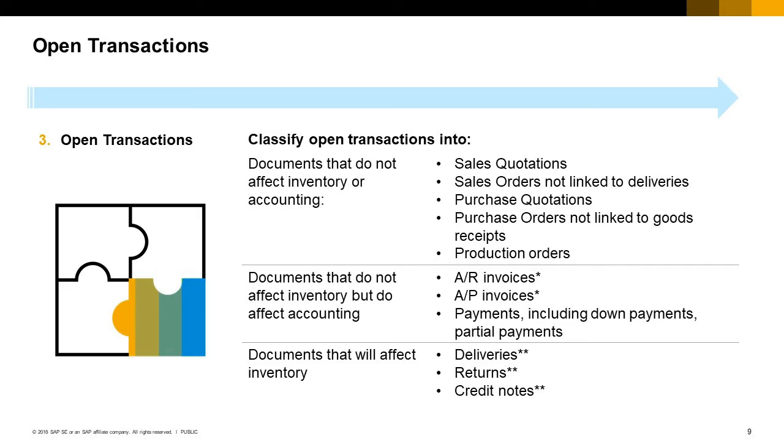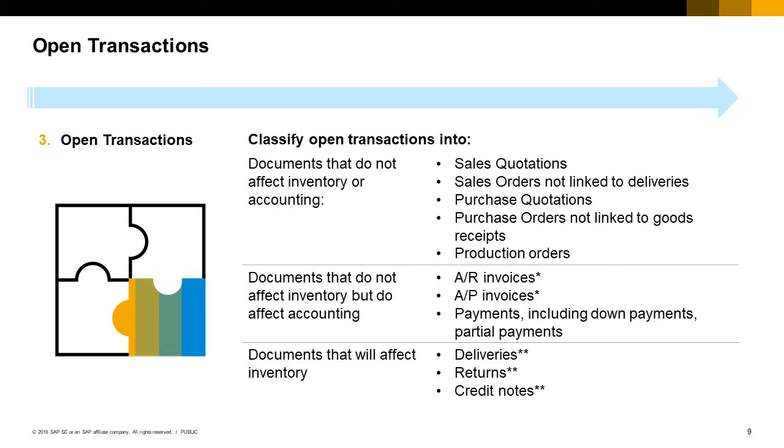Open documents that do not affect inventory but do affect accounting balances are AR and AP invoices and payments. Care must be taken when you import these documents since the invoices can affect inventory if there is no preceding delivery or goods receipt imported. Caution: SAP recommends that these AR and AP invoices are imported as service-type invoices instead of item-type documents to avoid the possibility of inventory updates.